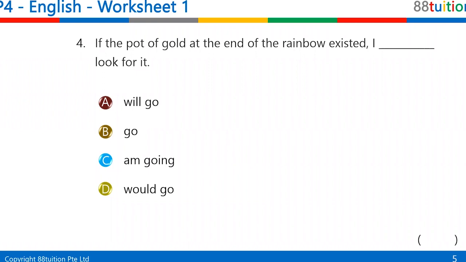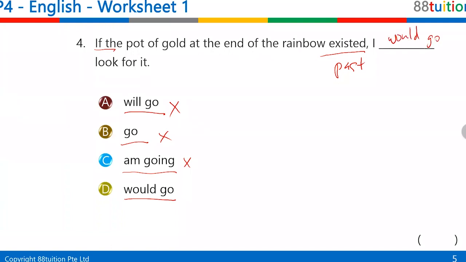If the pot of gold at the end of the rainbow existed, so if it existed, that means it's a hypothetical situation and in the past. Because it's past, we must also use past. Will go is not past, go is not past, am going is not past, but would go is past. So if the pot of gold existed, I would go look for it.